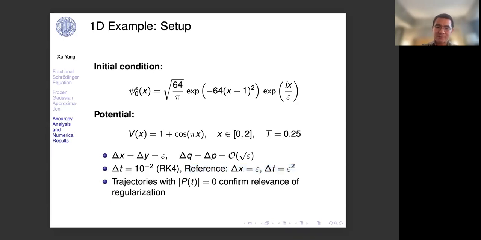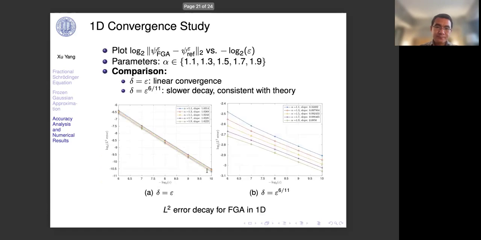And also, I want to mention that in order to have a good accuracy, we have to take the mesh grid and time step to be very small in the spectral method, because the wave function is very oscillatory, and we have to resolve the oscillations by using a small mesh. And this is the result that we had for the 1D case.